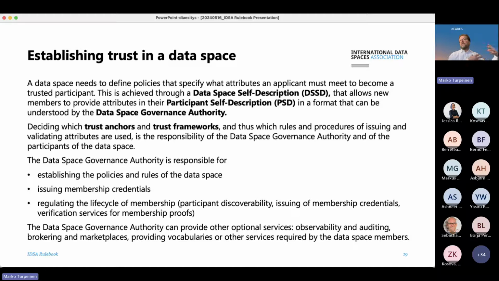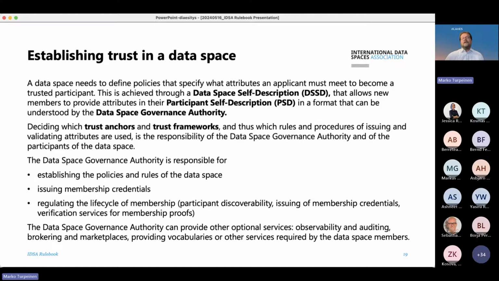Maybe there could be cases where there are exemptions to the rules, but setting up base policies, rules, principles, and processes for the data space, then issuing credentials for the different members, is something the governance authority should do, and also regulating the life cycle of membership. So how do you become a member, how are you discovered by others? If you leave, what are the expected steps if you leave the data space and so forth? So the life cycle of membership is something that the governance authority should take care of.